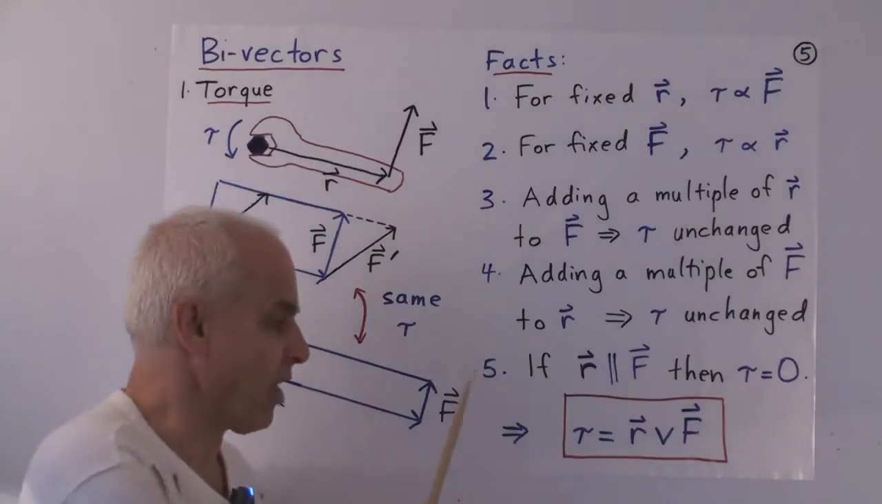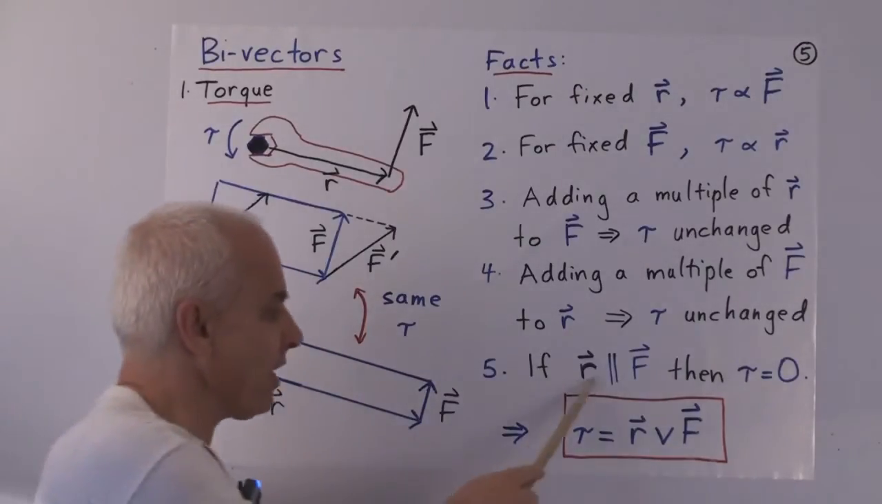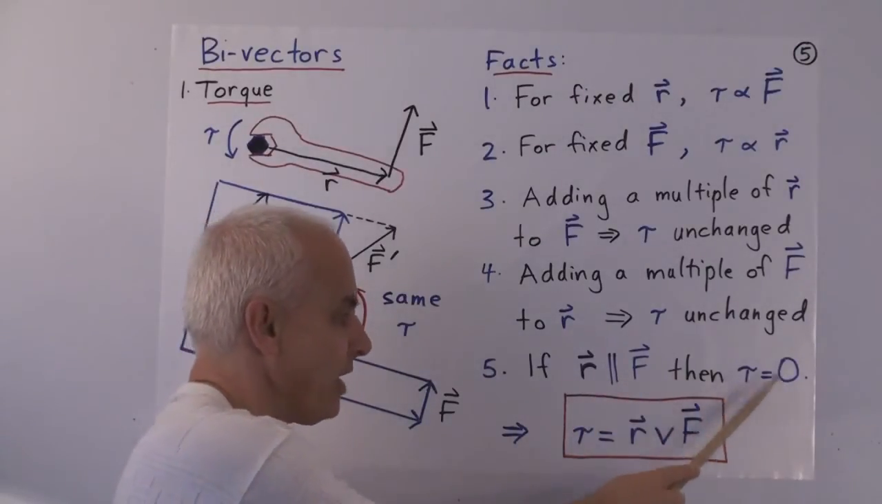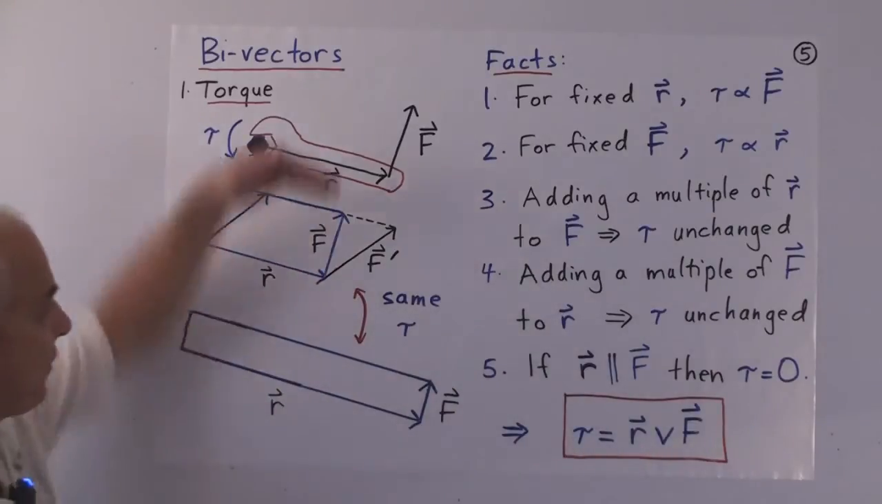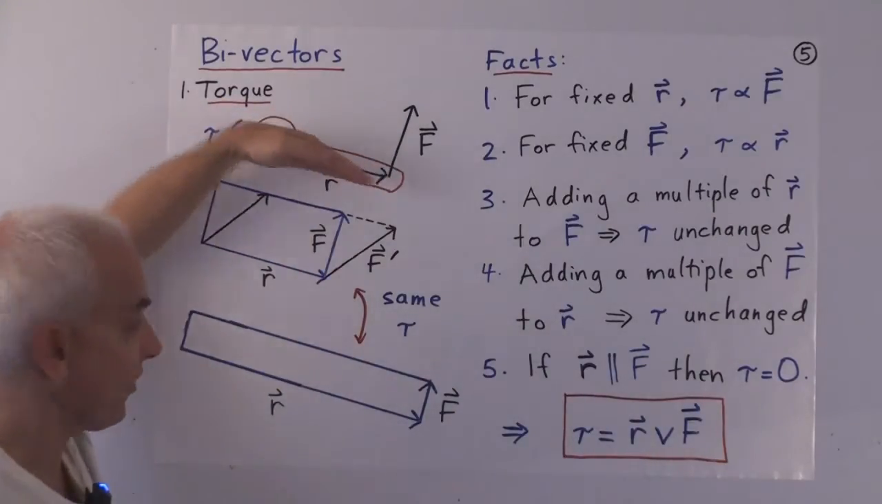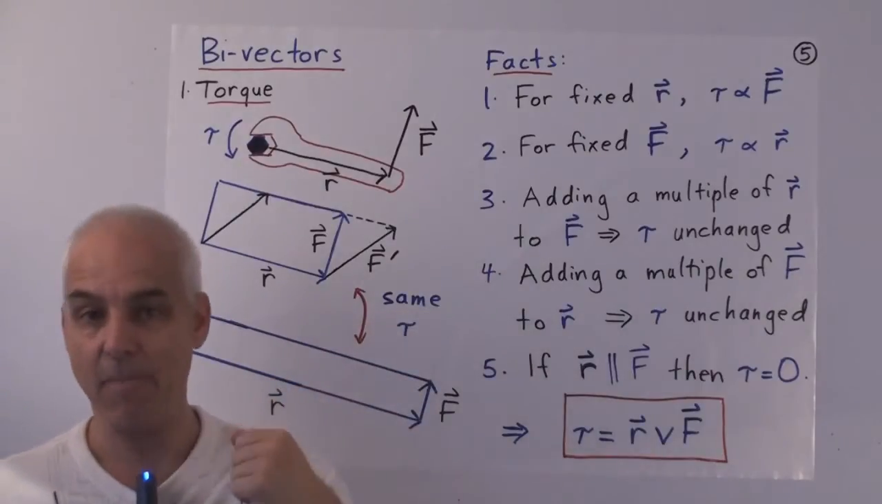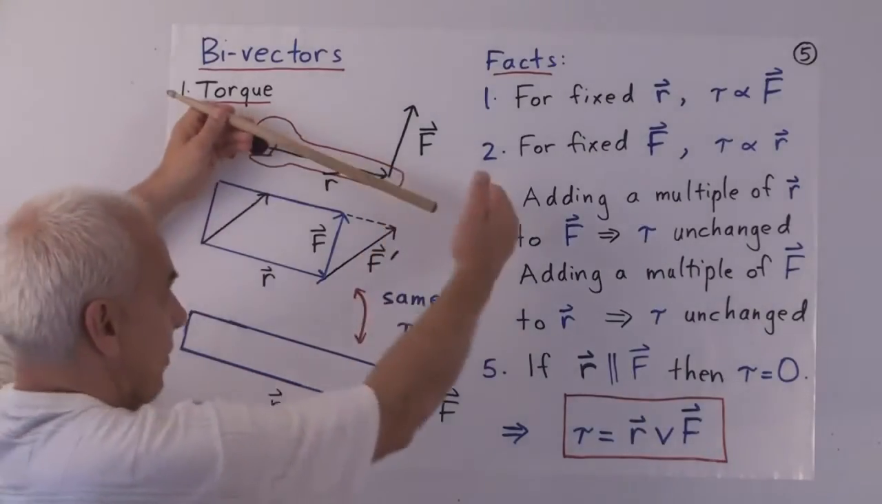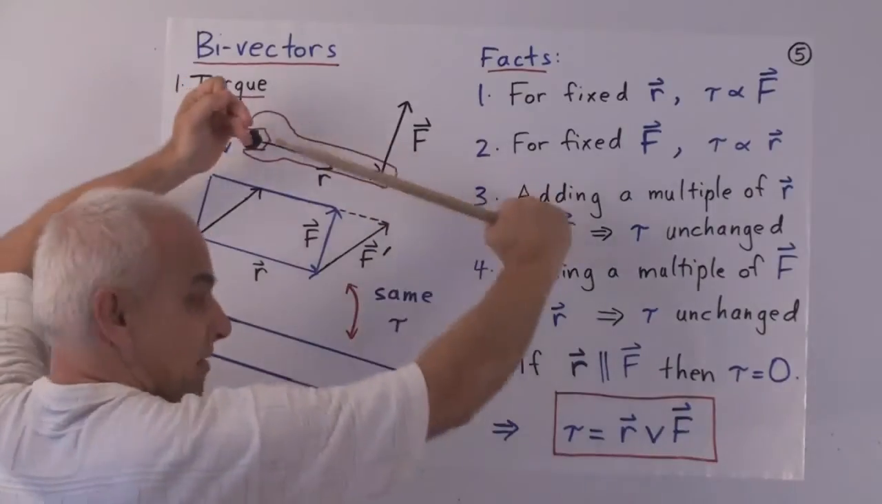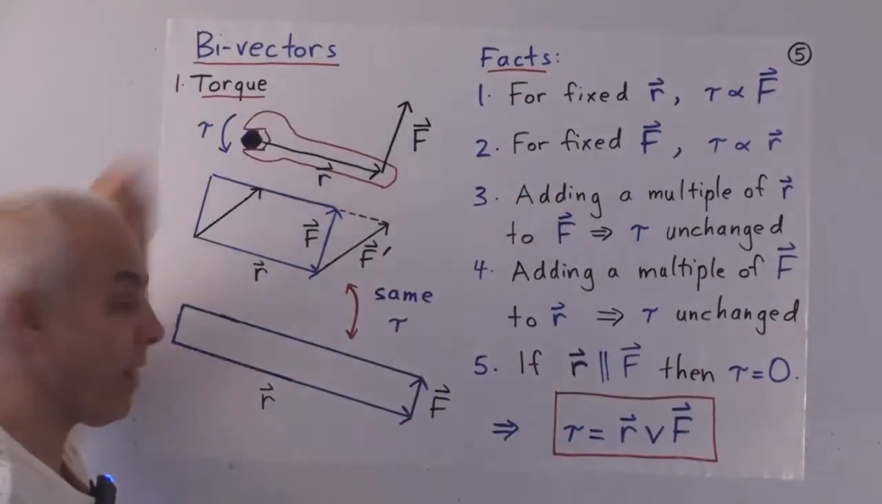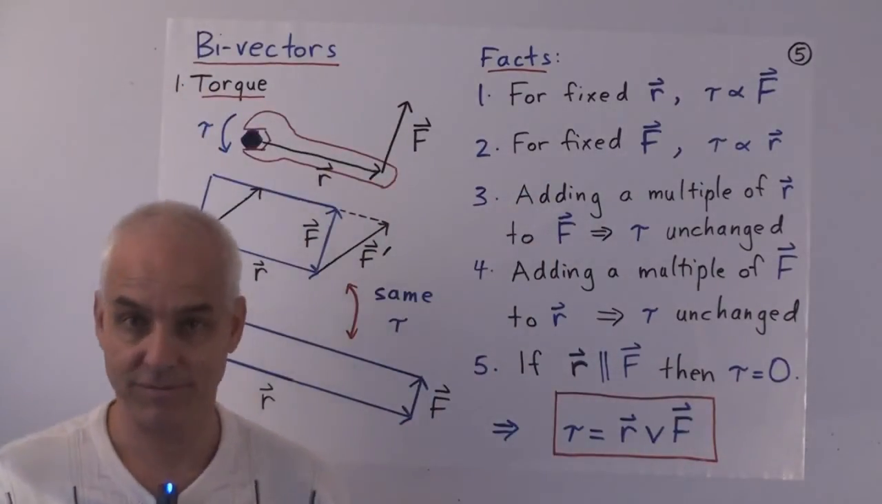Finally, a somewhat obvious fact is that if r is parallel to f, then tau equals 0. In other words, if you're silly enough to apply your force in the direction of the wrench, then nothing happens. So there's our wrench, and we apply a force like this, or we apply a pulling force. Well, it's not going to do anything to untwist our bolt.